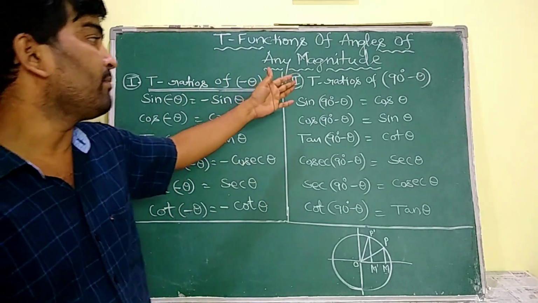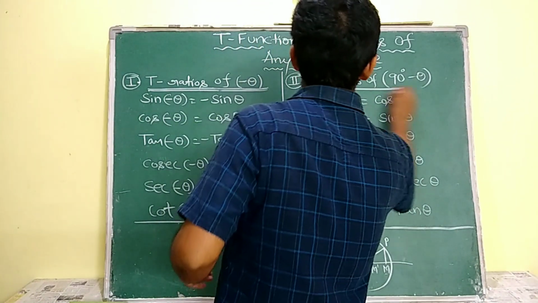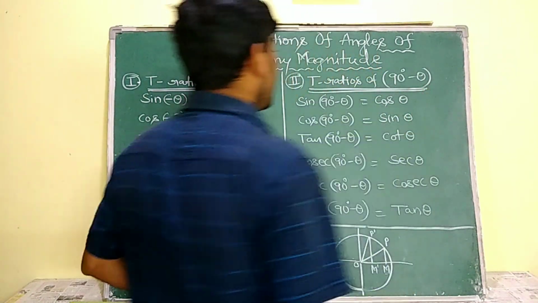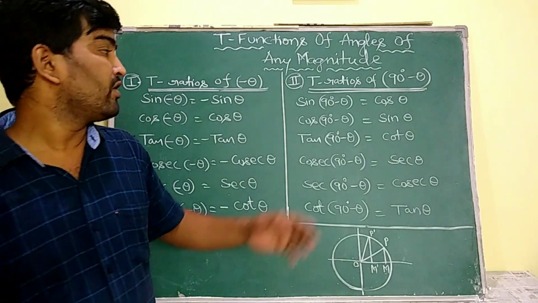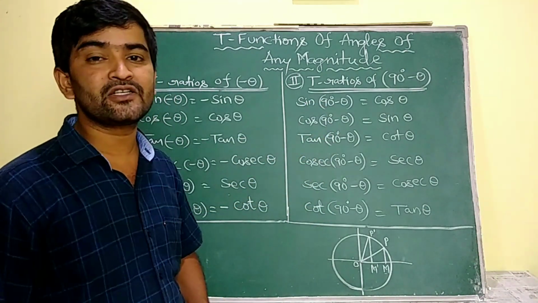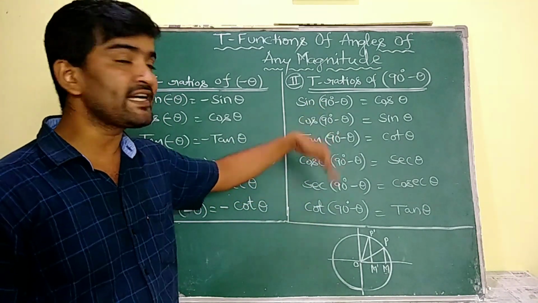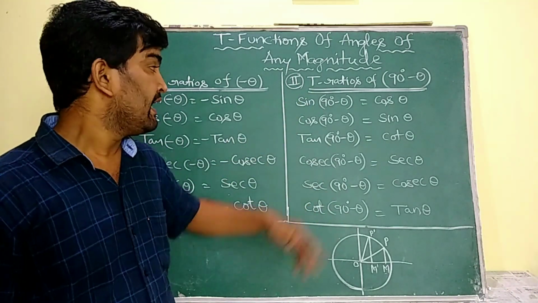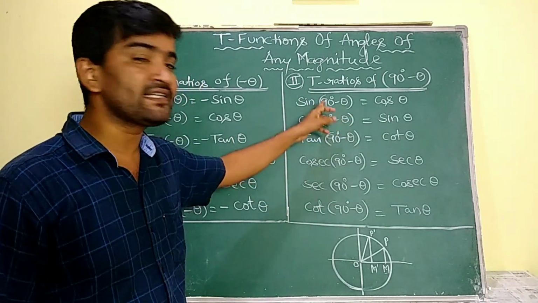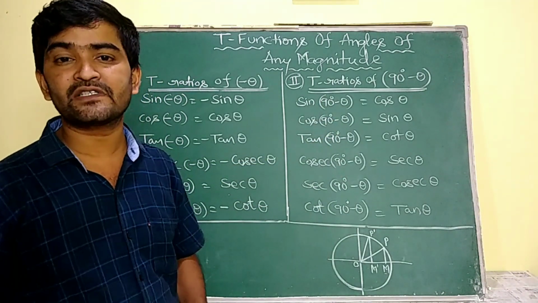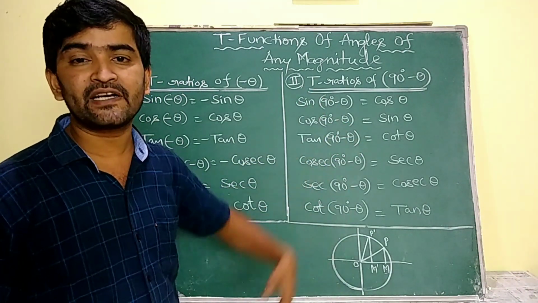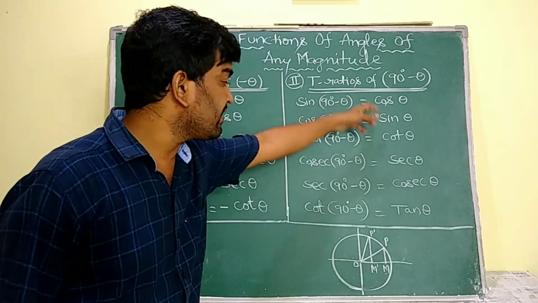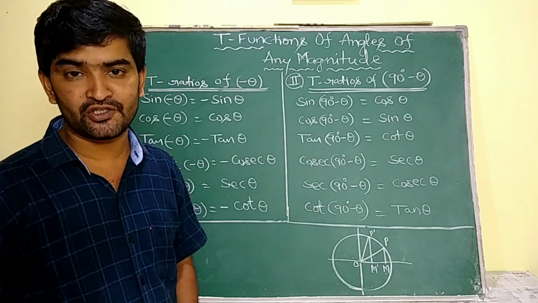Now the complementary angles of theta, that is, 90 minus theta: sin of 90 minus theta is equal to cos theta, cos of 90 minus theta is equal to sin theta. All these we discussed. All these 90 minus thetas are in the first quadrant. We know that in the first quadrant every trigonometric ratio is positive. Because of that, all the trigonometric ratios are positive here.